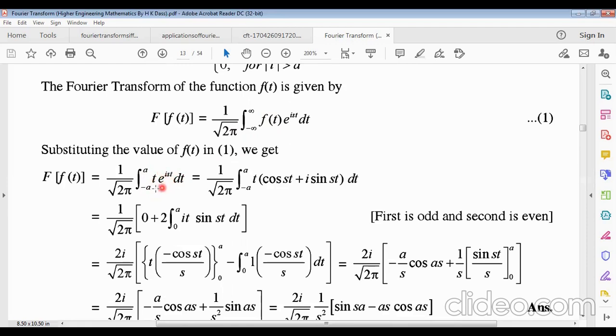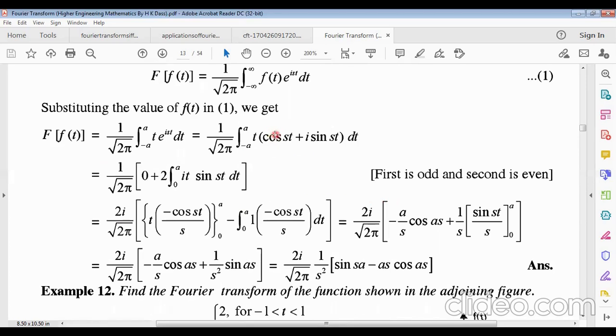Now you have to use the integral formula for the product of two functions. That means t into e to the power ist can be written as cos st plus i sin st, using the trigonometric form of a complex number, breaking the exponential form. So 1 by root over twice pi, you must know the first is an odd function and the second one is what? An even function. So the odd function integration will be what? 0, and i sin st, t multiplied, so integration will be what? Sin formula, what? Minus cos.